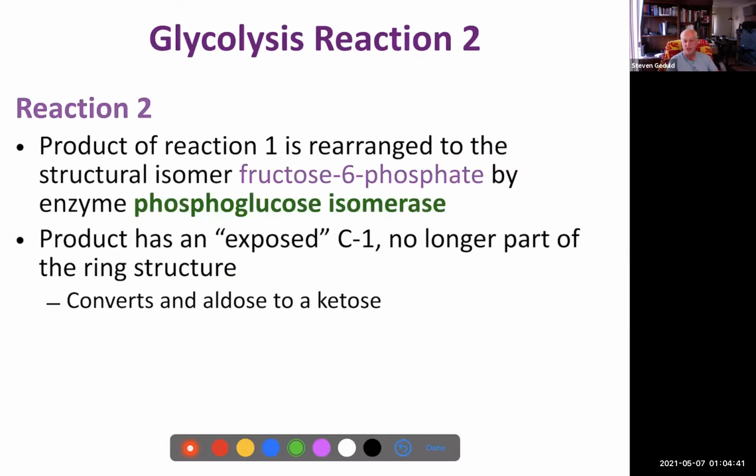Step 2, or reaction 2. The product of reaction 1 is rearranged to the structural isomer fructose 6-phosphate by the enzyme phosphoglucose isomerase. So you change glucose 6-phosphate into fructose 6-phosphate, right? And you use the enzyme phosphoglucose isomerase. The product has an exposed carbon number 1, no longer part of the ring structure. What it does, it converts an aldose to a ketose. Remember our Fischer projections. There's an aldehyde on the top or a ketone on the top. So it converts the aldose to the ketose form.